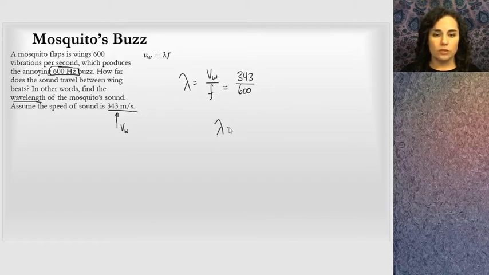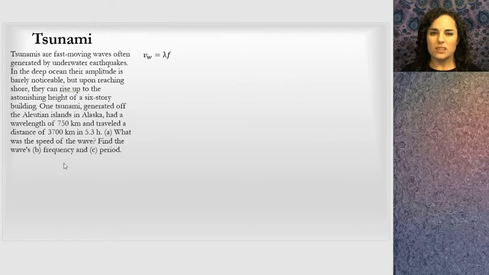When I run this through the calculator, I get 0.5716 repeating meters, which is about 57.2 centimeters. And that's how far the sound travels between flaps of a mosquito's wings, almost 60 centimeters. So that's a basic application of the equation here. I chose another one that's a little bit more involved.